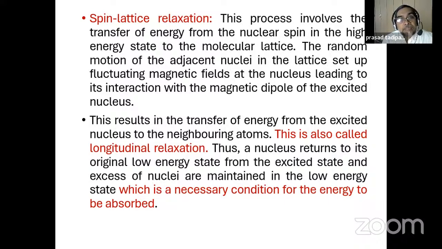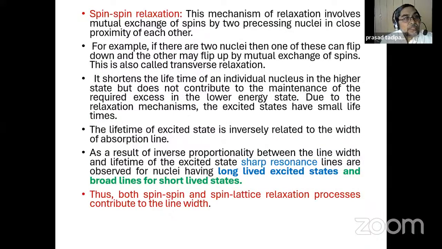So whatever small energy it has, if it transfers that energy from the excited nucleus to the neighboring atoms, what will happen? It is in a position to absorb some more energy. So that is how it happens. That's a necessary condition for energy to be absorbed. So this is spin lattice relaxation. Is it clear? If you have any clarification, you can ask me even at the end of the session.